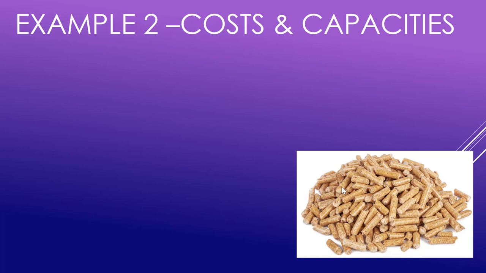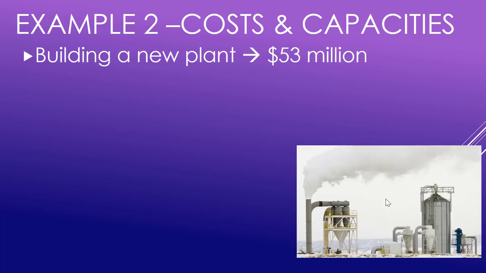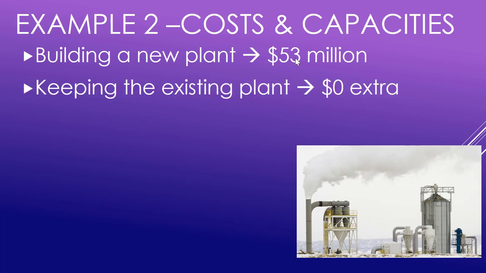Okay, let's look again at that wood pellet example where we're thinking about building a new plant. Let's add a cost for that new plant. Let's say this new plant costs $53 million to build, which the latest one is actually costing that much. So that is a potential cost, or the other option is to not build a new plant. So that's going to be $0 extra for the company to not build a new plant. So should they build it?